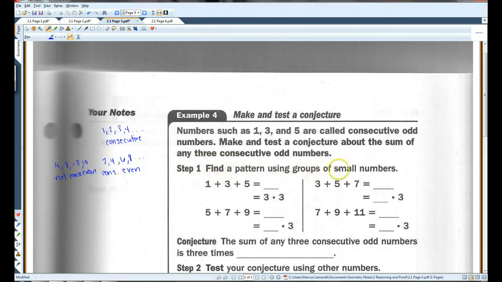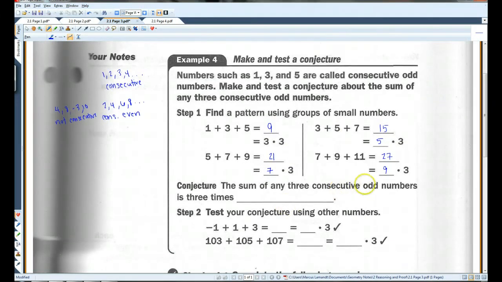Find a pattern using groups of small numbers. So let's see here. 1 plus 3 plus 5, that's 9, which is the same as 3 times 3. 5 plus 7 plus 9, that's 21, which is the same as 7 times 3. 3 plus 5 plus 7, that's 15, which is 5 times 3. 7 plus 9 plus 11, 27, which is 9 times 3. So it looks like the sum of any 3 consecutive odd numbers is 3 times the second number.